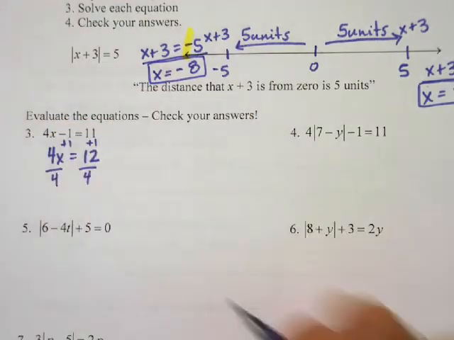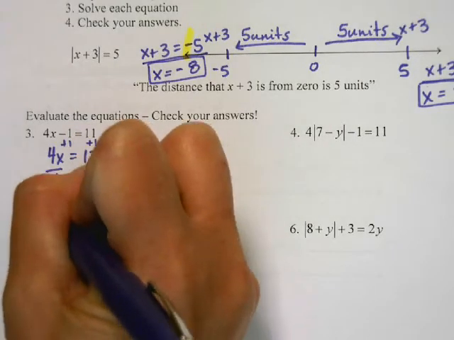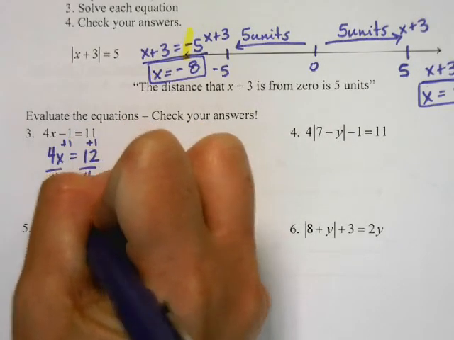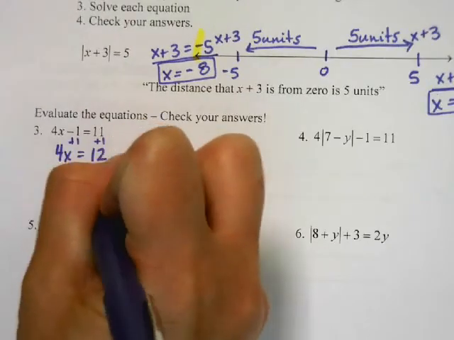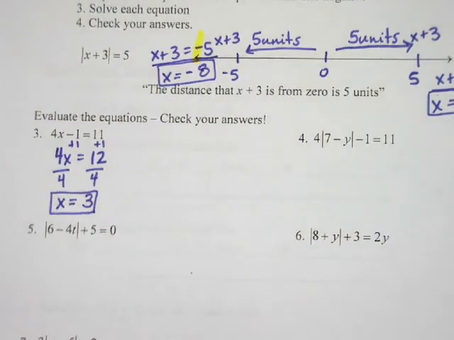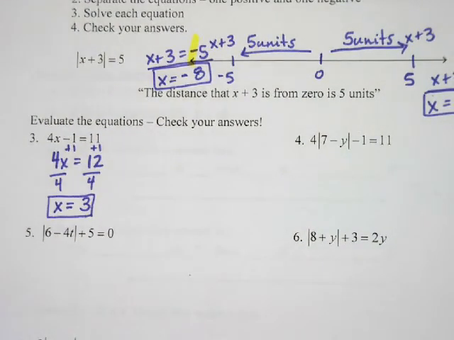And then divide by 4. So x is equal to 3. Okay, well, the tricky thing about absolute values is we can't distribute into them. Okay? They're their own grouping symbol.